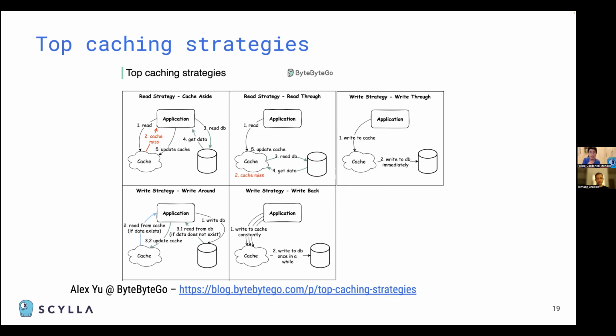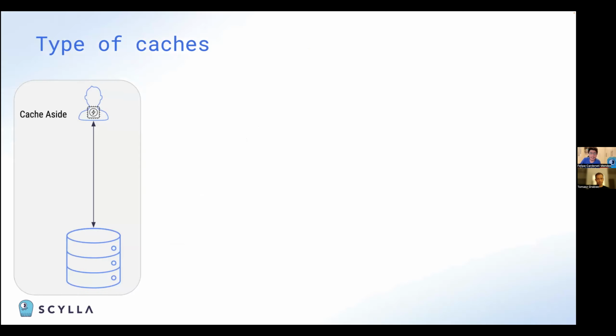Down in the left, we have write around, where you write primarily to the database and read from the cache, but fall back to the database and update the cache occasionally. And finally, we have write back, where your application writes to the cache constantly, and the cache will update your database asynchronously. Here, the main drawback is the fact that a failure on your caching layer may potentially result in data loss. All right? So now, let's see how some of these implementations actually manifest themselves in practice.